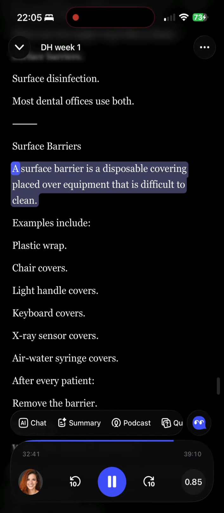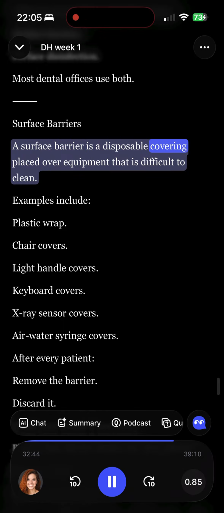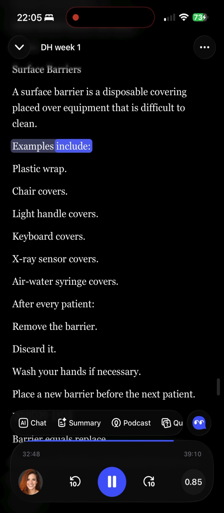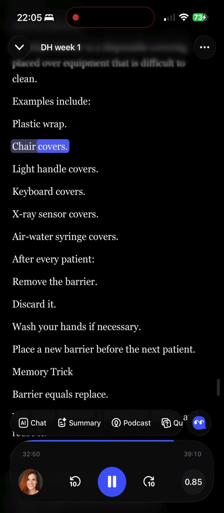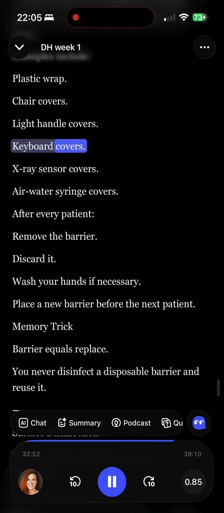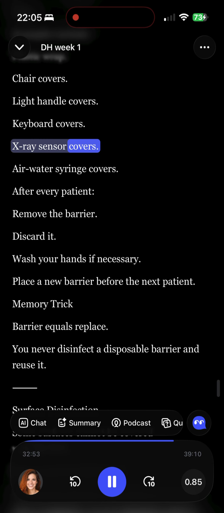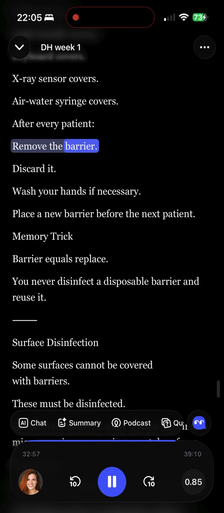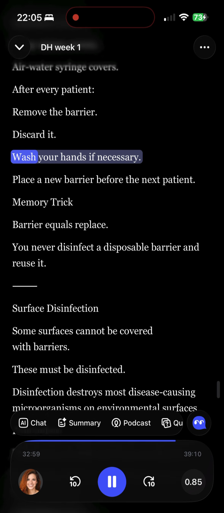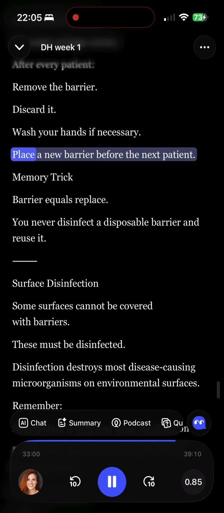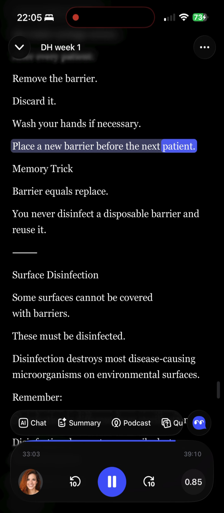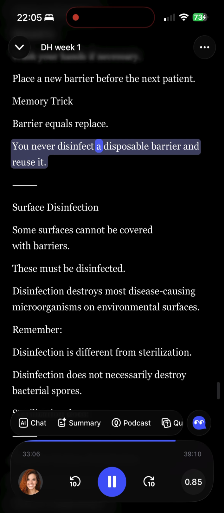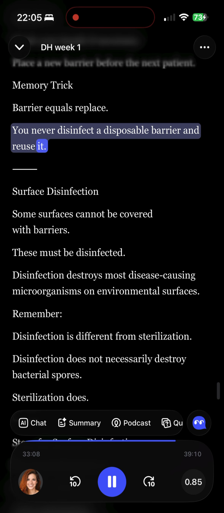Surface barriers. A surface barrier is a disposable covering placed over equipment that is difficult to clean. Examples include plastic wrap, chair covers, light handle covers, keyboard covers, X-ray sensor covers, and air-water syringe covers. After every patient, remove the barrier and discard it. Wash your hands if necessary. Place a new barrier before the next patient. Memory trick: barrier equals replace. You never disinfect a disposable barrier and reuse it.